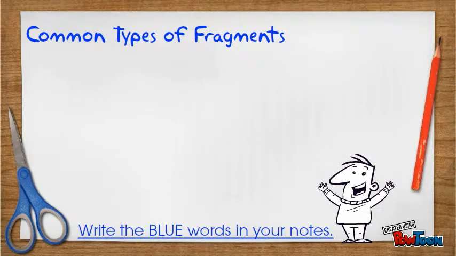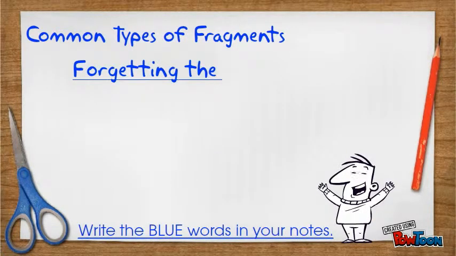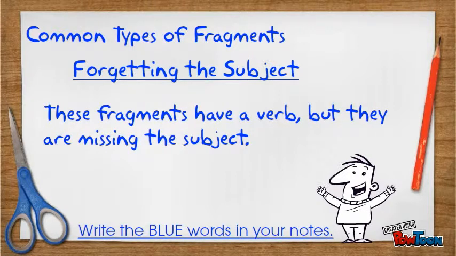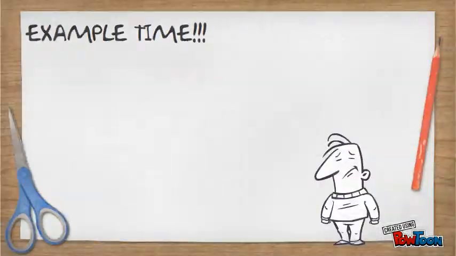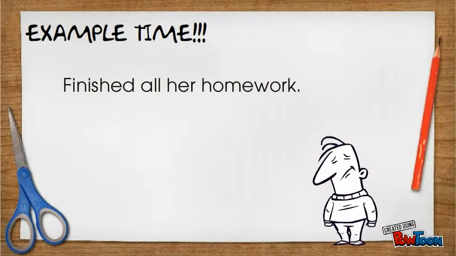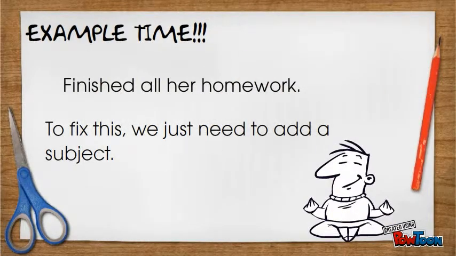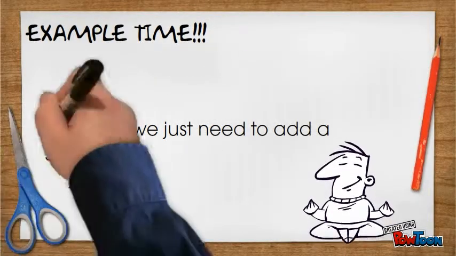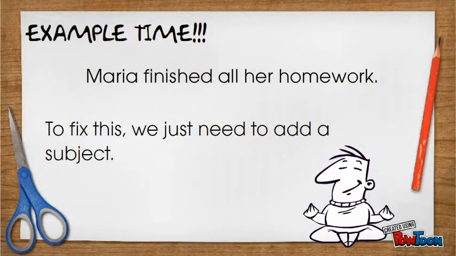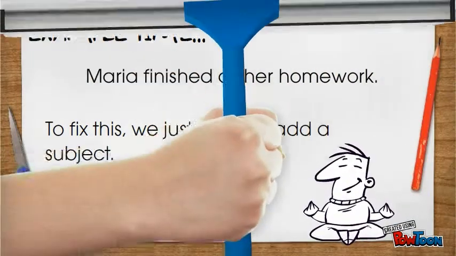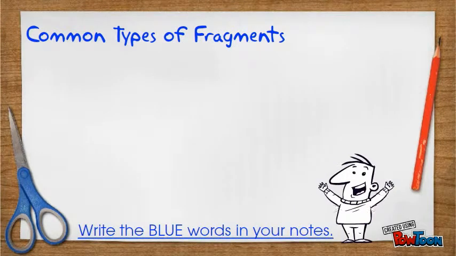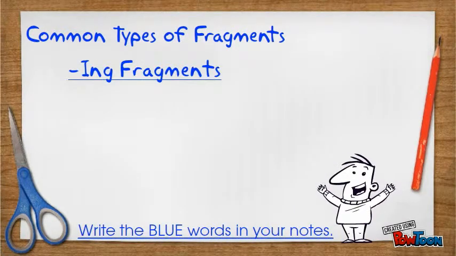Another common fragment error is when we forget to add the subject. These fragments have a verb but are missing a subject. For example, finished all her homework. To fix this, all we need to do is add a subject. Maria finished all her homework. Good job, Maria.